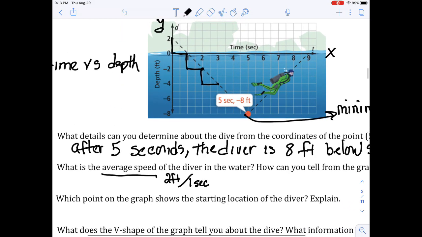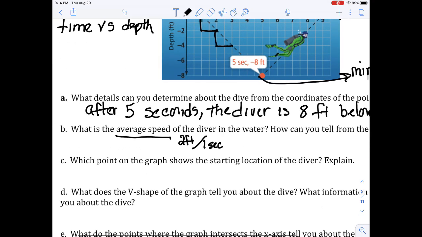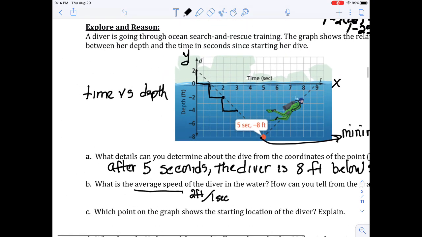The question was, how could you tell from the graph? Well, I was tracing off the slope. Now, you did slope problems in your prerequisite skills. So rise over run. So in this case, it was falling. So the diver was actually falling over a period of time. But then when it reached the lowest point, it was actually rising over 1 second. So every 2 feet.